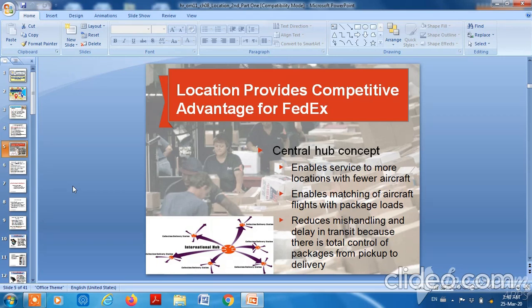By using the central hub concept, FedEx was able to achieve many developments. It enabled service to more locations with fewer aircraft. It enables matching of aircraft flights with package loads. It reduces mishandling and delay in transit because there is total control of packages from pickup to delivery. So, our main objective from studying this chapter is to teach you how to determine the central hub, the optimal location for your business.